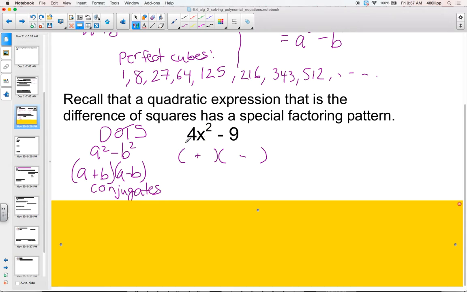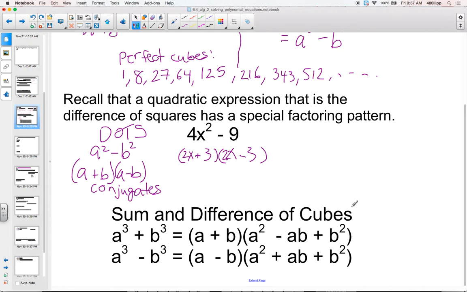So then we take the square root of this first one, that's a 2x. And we take the square root of 9, that's a 3. And that's how this one is factored. So similarly, we're going to be doing now the sum and difference of cubes. So this was the difference of two squares. Now we have the difference of cubes.